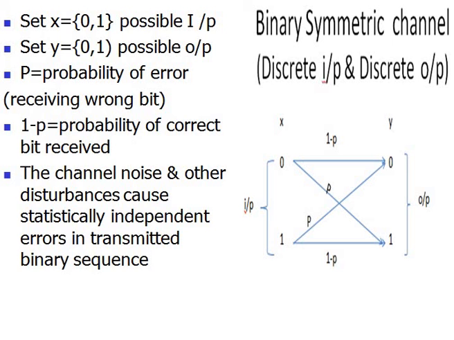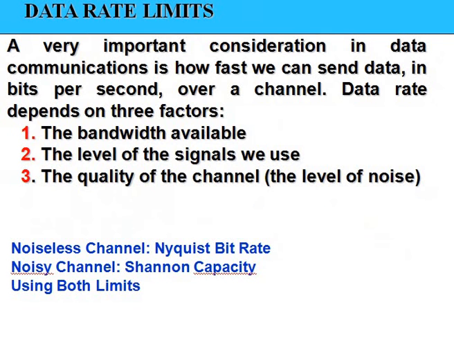The next, here we consider data rate limits. It is very important in data communication. How fast can we send data in bits per second over different channels? Data rate generally depends on three factors. First is available bandwidth, level of the signals, and next is the quality of the signal, that is the level of the noise in the signal.